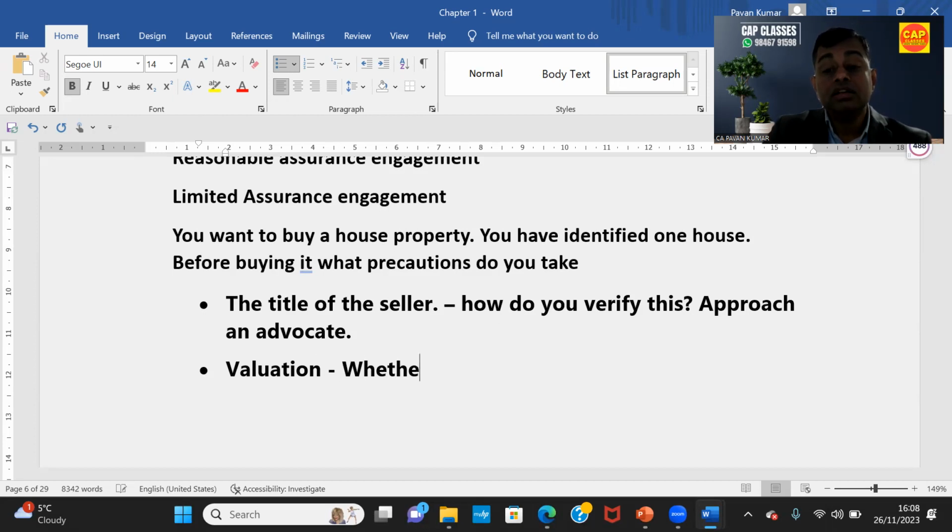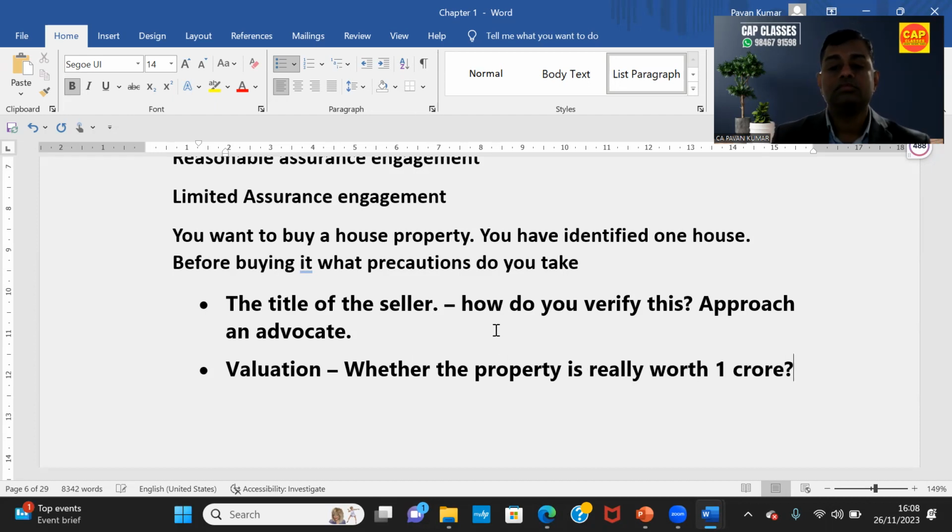So whether the property is really worth 1 crore. This is what you want to verify. Yes or no? Whether the property is worth 1 crore. How will I close my eyes and give 1 crore to the owner simply because he said selling price is 1 crore? Will you give 1 crore? No, you will not.